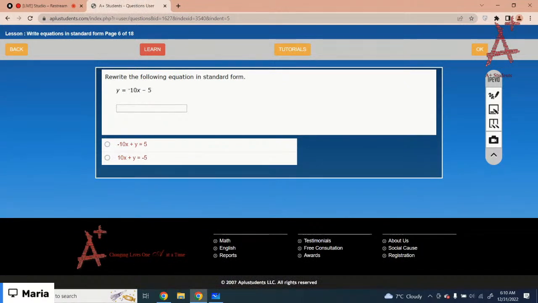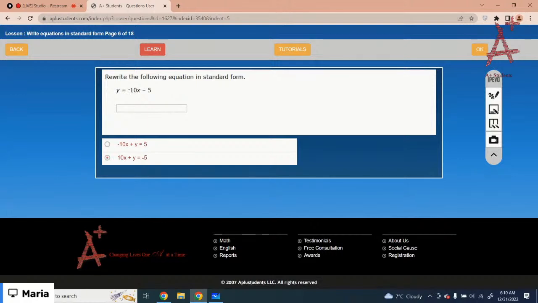Okay, rewrite the following equation in standard form. Y equals negative 10x minus 5. So which of the options is the correct one? Y equals negative 10x minus 5. So the correct option is the second one, 10x plus y equals negative 5. That would be the correct option.